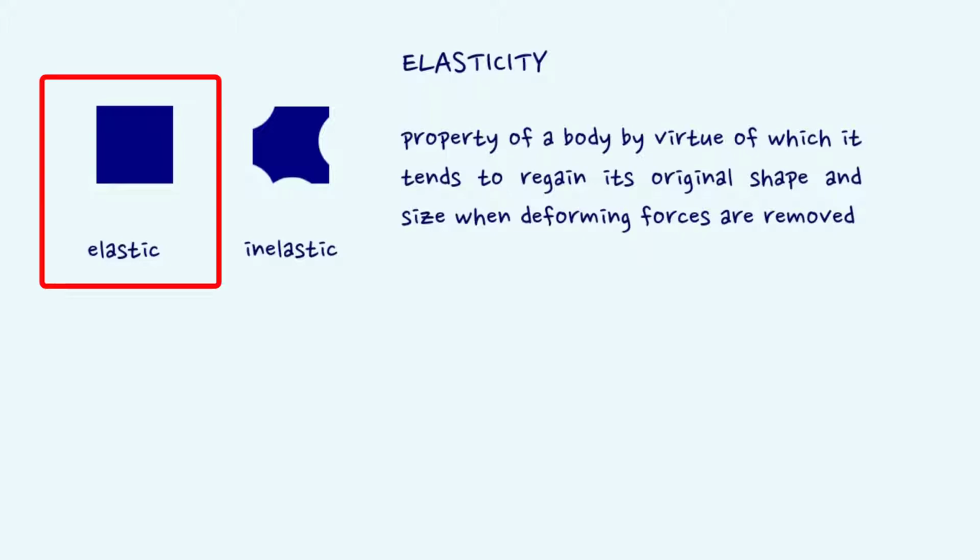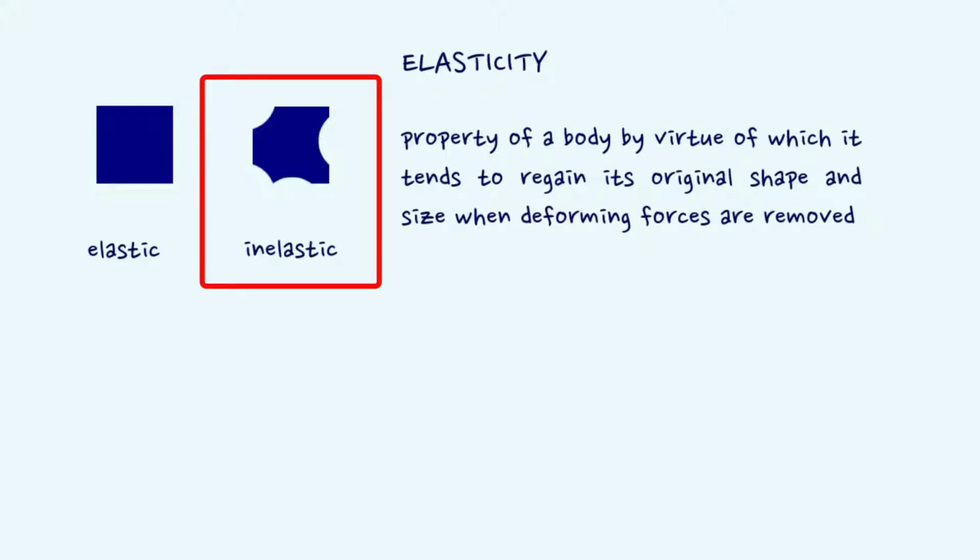Perfectly elastic body. A body which regains its exact shape and size immediately after the removal of the deforming force is called a perfectly elastic body. Perfectly plastic body. A body which does not have any tendency at all to regain its original shape and size on the removal of the slightest deforming force is called a perfectly inelastic or plastic body. No substance in nature is perfectly elastic or perfectly plastic.